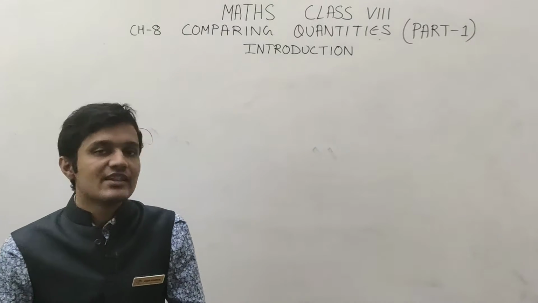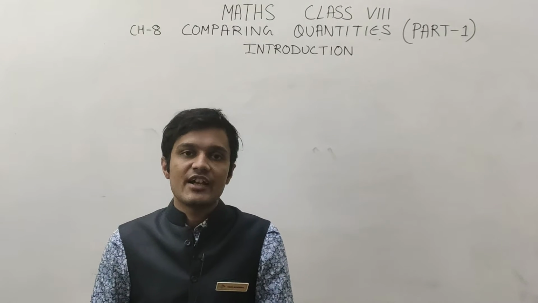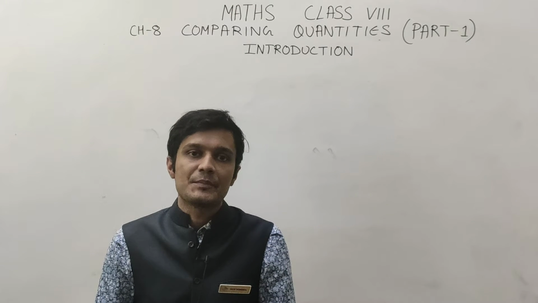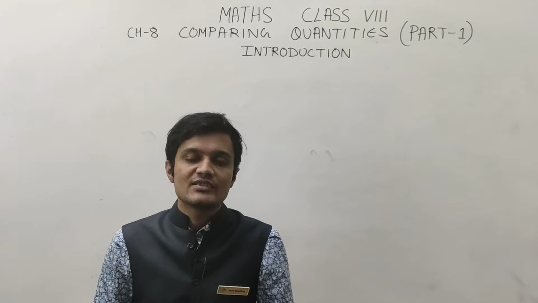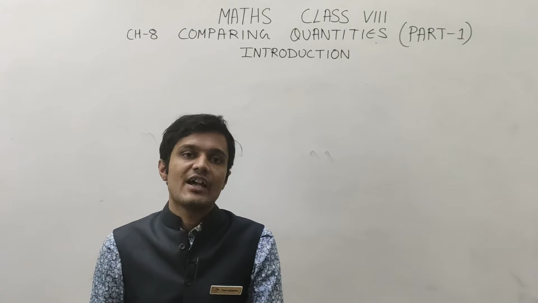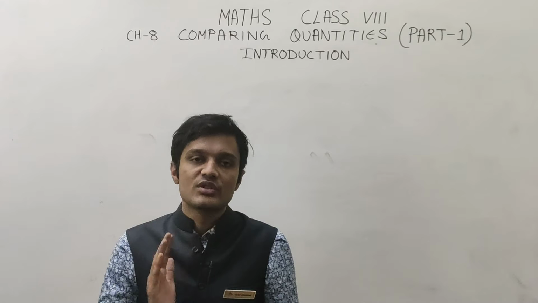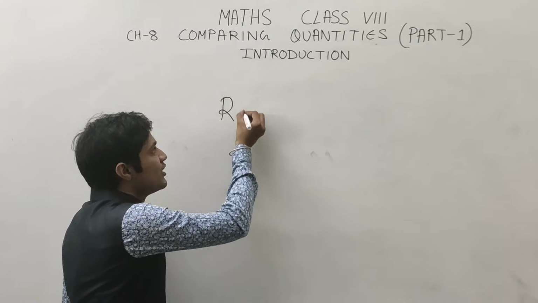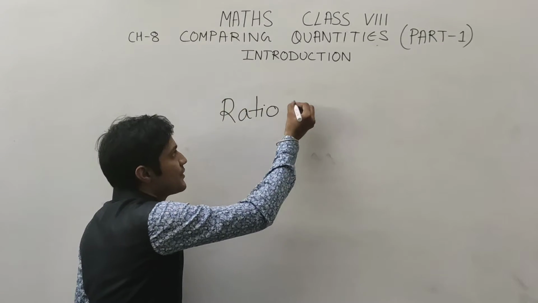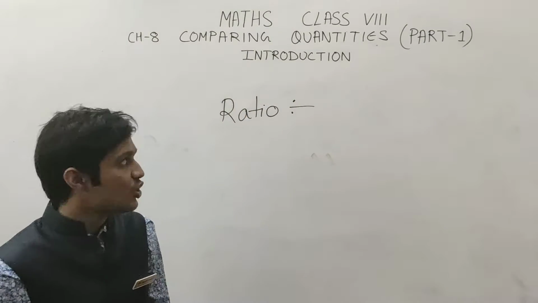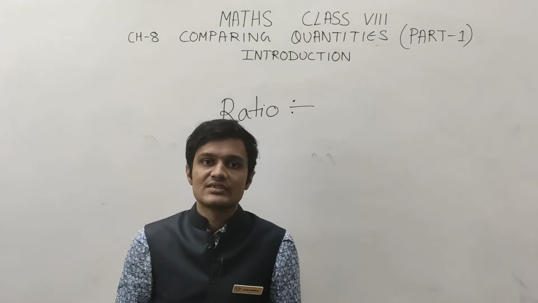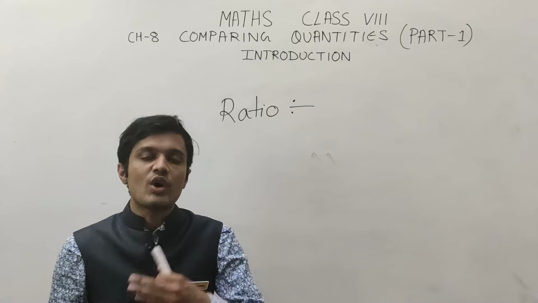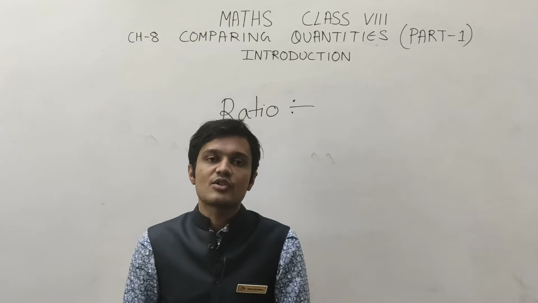So today in this part 1 of chapter 8 we will firstly start some introduction of this chapter. In this introduction we will deal with the several topics which we are going to study in this chapter. So the first topic which we are going to study in this chapter is ratio. So what does ratio mean? Ratio means comparison of one quantity with respect to other quantity.